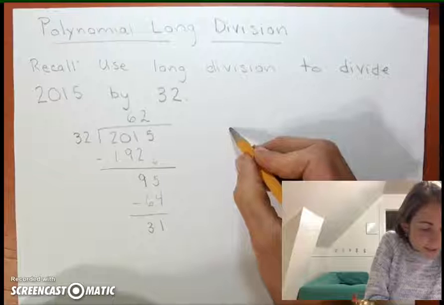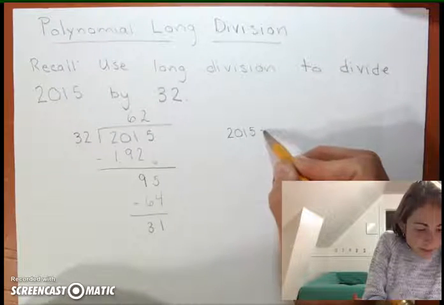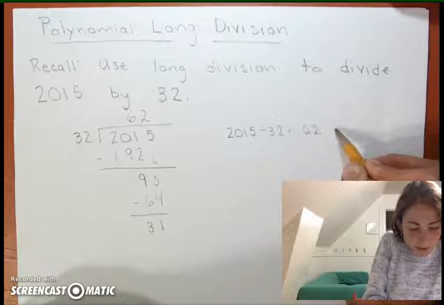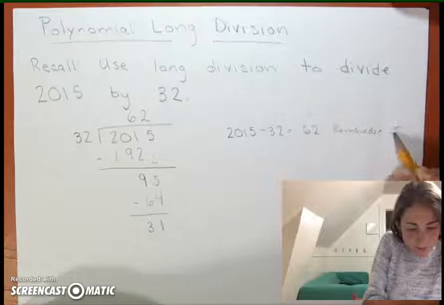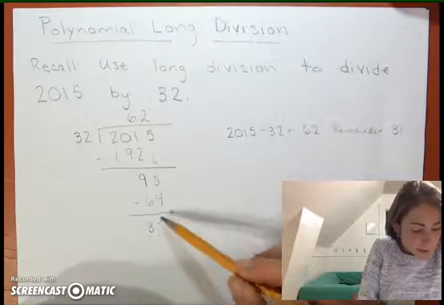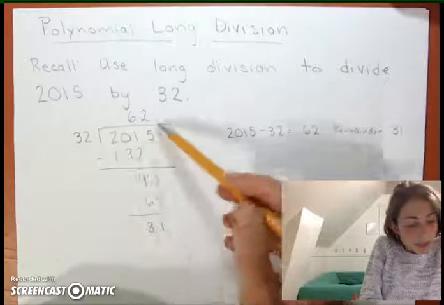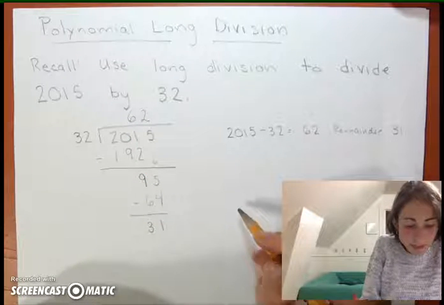It says when I do 2015 divided by 32, this equals 62, remainder 31. It's important that the remainder is smaller than the thing we were dividing by, or else we could have fit more than 62 in there. So the remainder's got to be smaller.